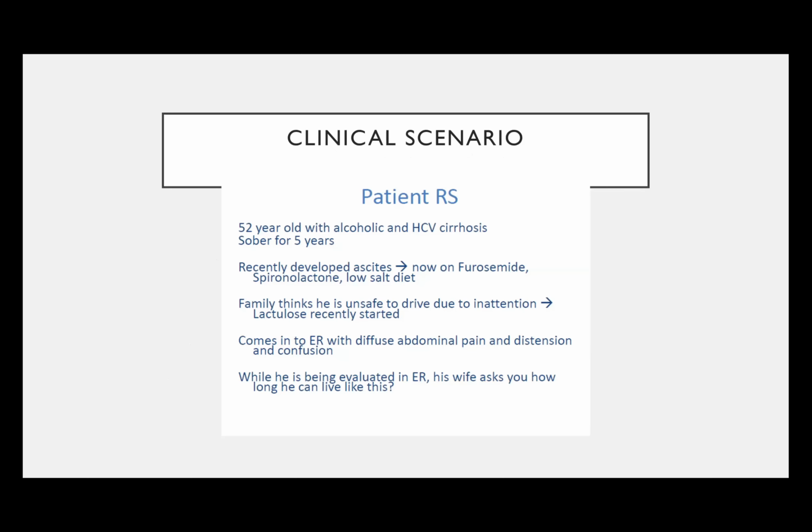So like we talked, this is a case that I'm going to keep going along as we go along the whole lecture. You have a patient RS, he's 52. He has a diagnosed alcoholic and HCV cirrhosis. He's now sober. He developed ascites, was placed on the appropriate medications, which are diuretics. He was educated to be on a low salt diet. His family also noticed that he had some changes in his behavior, so he was diagnosed with probably stage 1 of hepatic encephalopathy and started on lactulose.